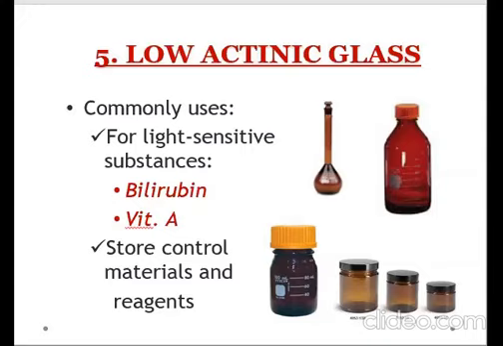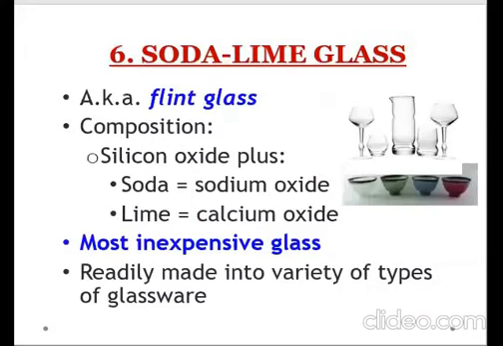Okay? The sixth type of glass is the soda lime glass. And actually, this is the last category of glass that I'm going to elaborate. This one is also known as your flint glass. It is made up of silicon oxide plus soda and lime. Soda, that is actually sodium oxide, and then lime, the calcium oxide. So this one is the most inexpensive glass out of all the categories of glass. And it is readily made into a variety of types of glassware.